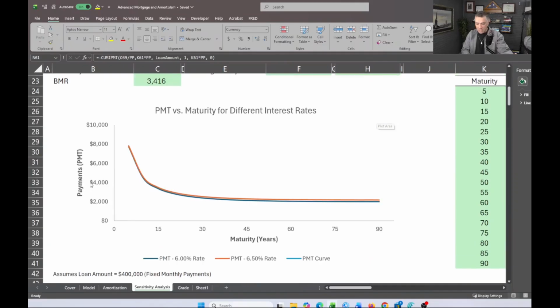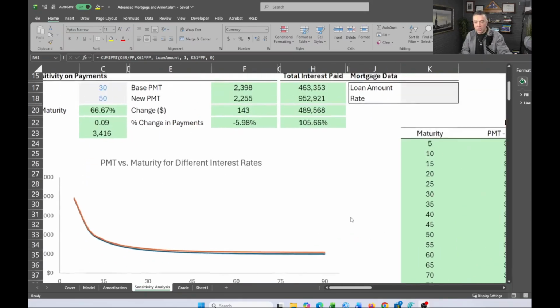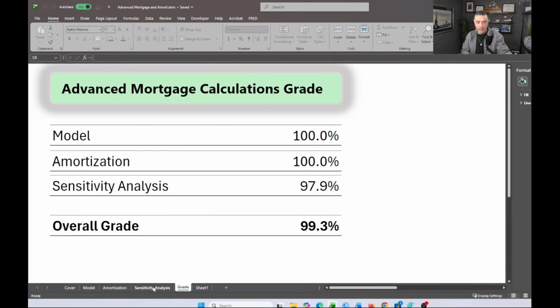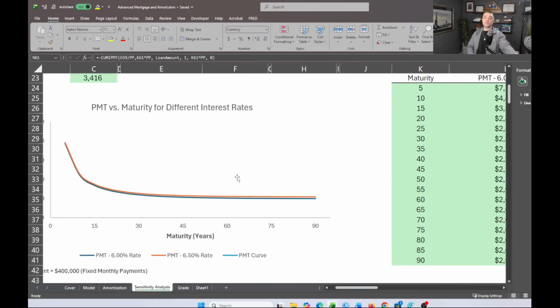So there you go. I think that's it. That's it for the video. If you look at your grade, you just got to fill in these portions here, and your grade should be 100% after that's filled up. But there you go. And hopefully you get a good understanding of how mortgages work.